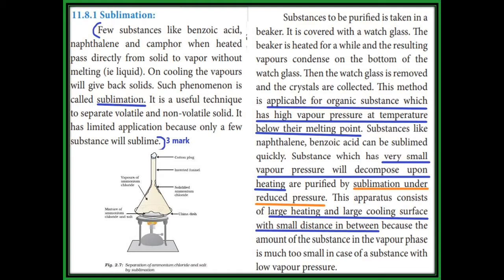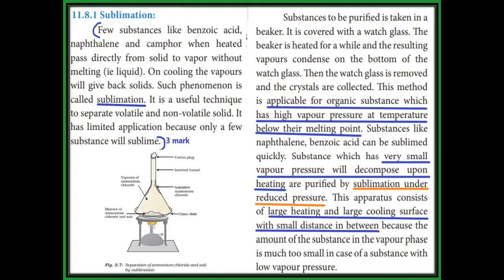The substances we use here are benzoic acid, naphthalene and camphor. For some substances having a small vapor pressure, we can't use ordinary sublimation because they decompose on heating. Those substances we can sublimate with the help of reduced pressure. We have to reduce the pressure; only then can we use this sublimation process for substances having a small vapor pressure.